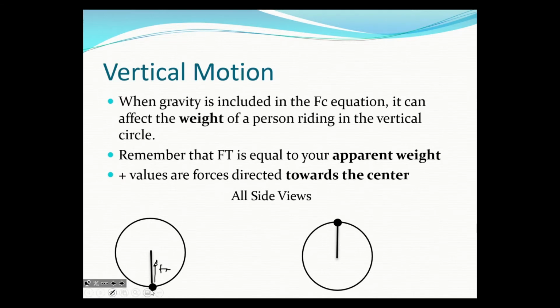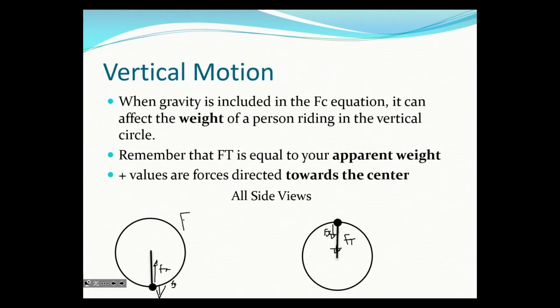So if I just draw on, Ft is up, or Ft is towards the center of the circle, and then Fg is down. It's too far down. It won't let me go that far. There we go. Fg is downwards, right? And then in this situation, because Ft is always towards the center of the circle and Fg is down, they're in the same direction.